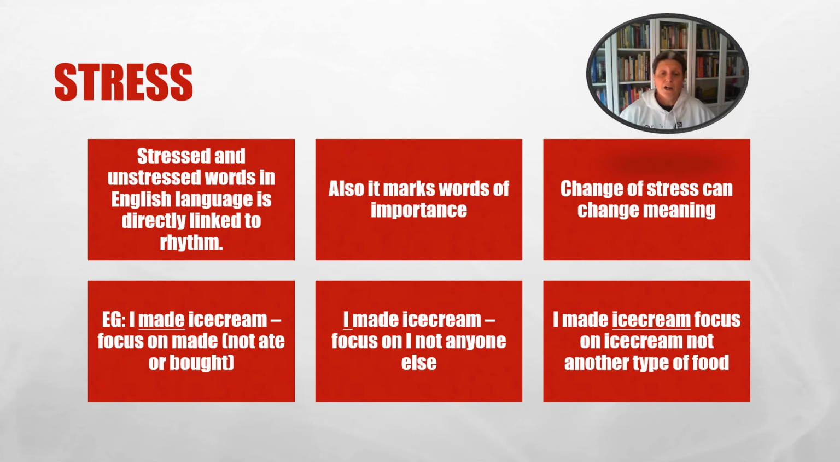For instance, "I made ice cream." The focus is on made, not on ate or bought. It's on the making. If you then change the stress and place it on the I, "I made ice cream," the focus is on me and not anyone else, meaning perhaps that it was really special for me. Maybe it's the first time that I made it. So the focus shifts depending on where the stress is. "I made ice cream" focuses on the ice cream and not another type of product. So you can see from that simple sentence, when you shift the stress in different parts of the sentence, it conveys a different meaning. This is what you need to be picking up in your transcripts.